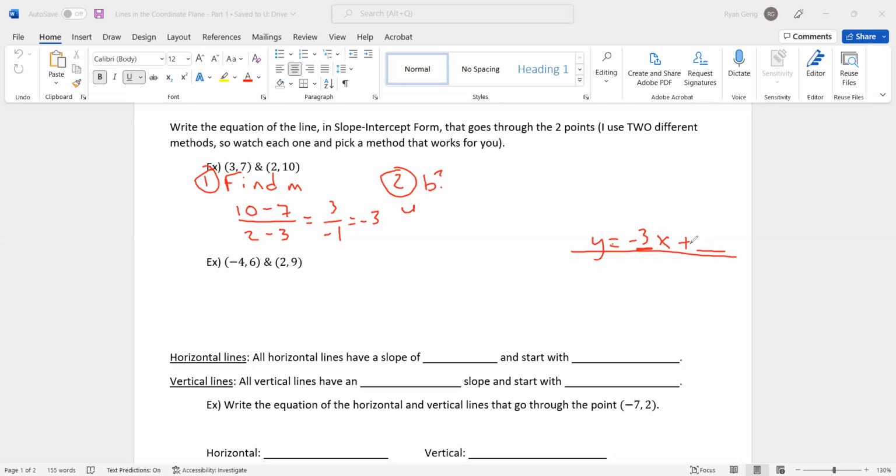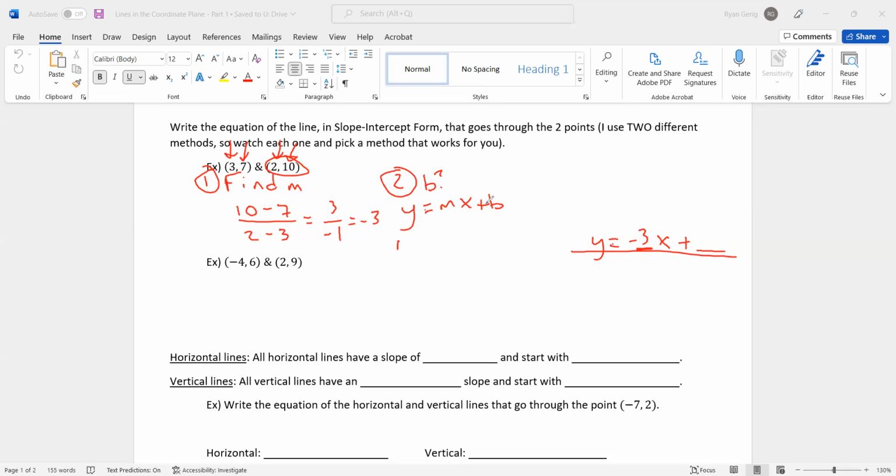Okay, I'm going to use my equation, y equals mx plus b. And I need to understand that 3 and 2 are x values, and 7 and 10 are y values. And I see x and y in my equation. So I'm going to take (2, 10). It doesn't matter which one you take. You could take (3, 7) or (2, 10). Does not matter. So I'm going to take (2, 10).